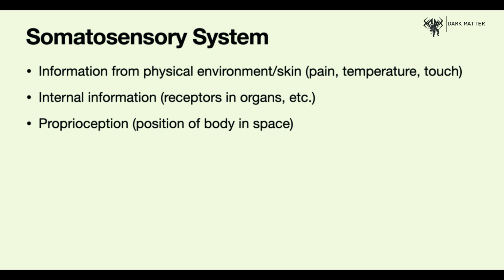So what kind of information does the somatosensory system actually process? It can process information from our physical environment, like on our skin. It can also process internal information about our organs through the receptors that are found there. Finally, it can process information related to proprioception. Proprioception is something you can think of as the awareness of the body's position in space. It's a sense that is also involved with balance and coordination, so it is also dependent on the cerebellum.